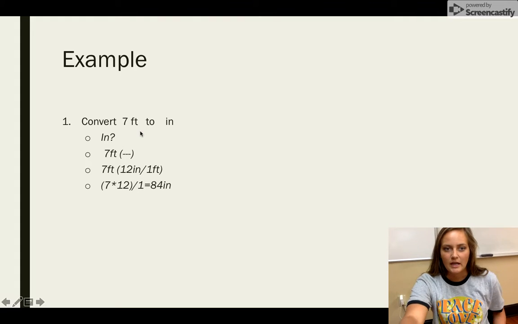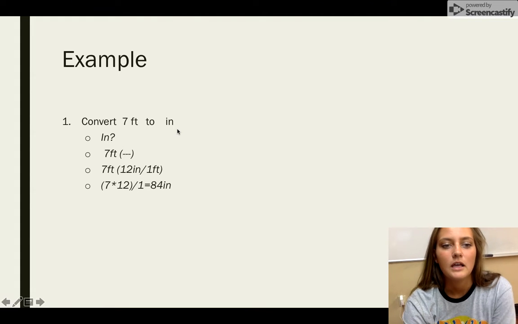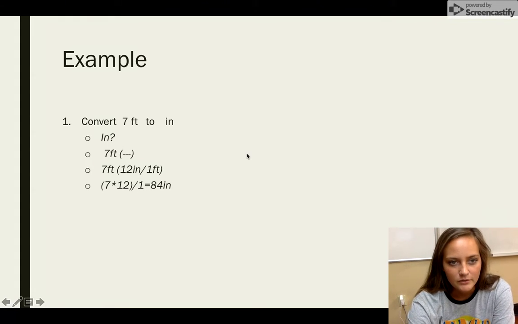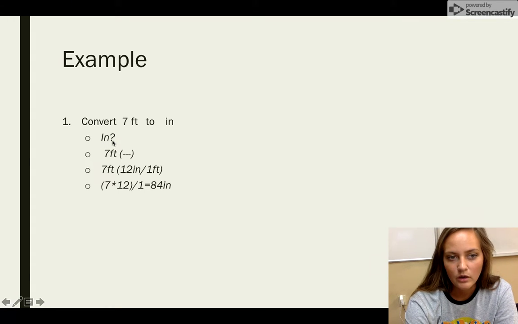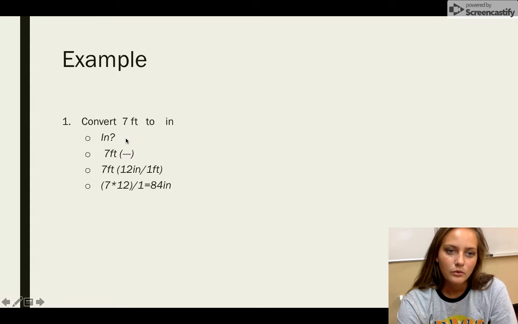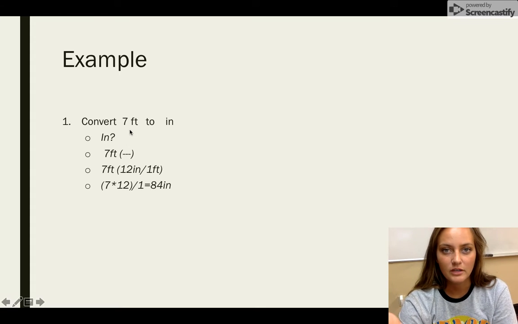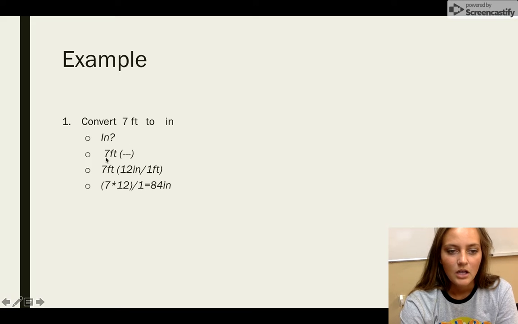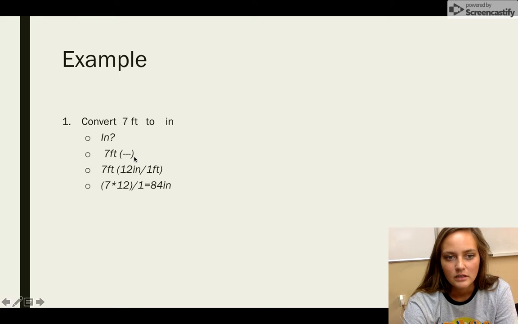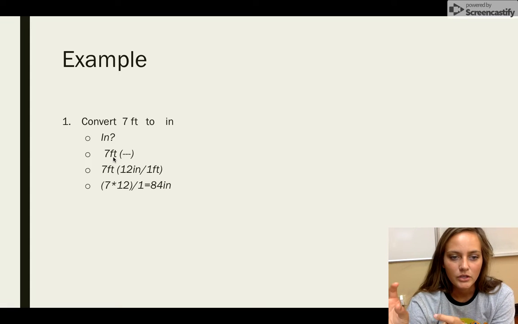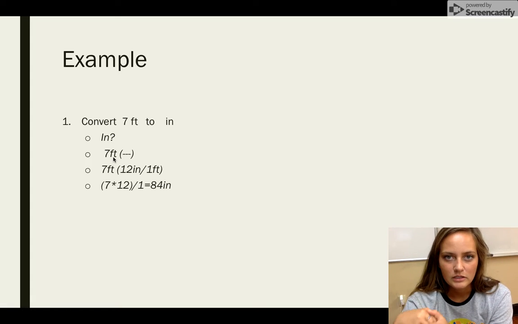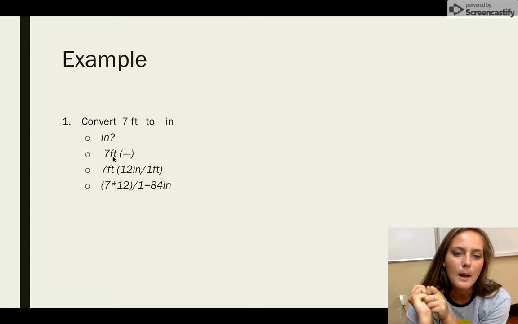And another example that I had written out for you was convert 7 feet to inches. So the first step, we write out the unit that we want, and then we put a question mark after it. And after that, we put the number that we were given in the equation, which is 7. We put that in front of the parentheses because that lets us know what unit needs to be in the numerator and what unit needs to be in the denominator.